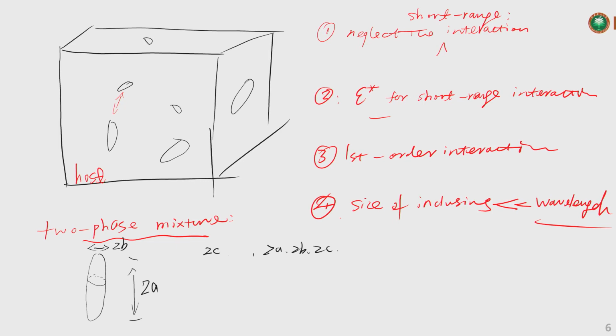And so its volume, how much can it be? Its volume should be 4 pi over 3 times a times b times c, for an ellipsoid. It's correct.